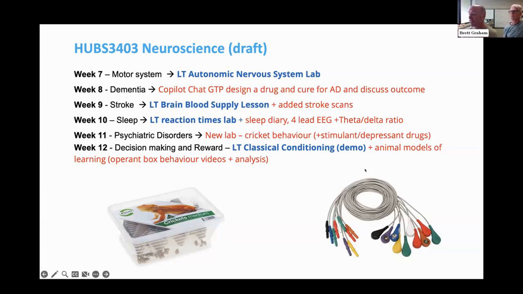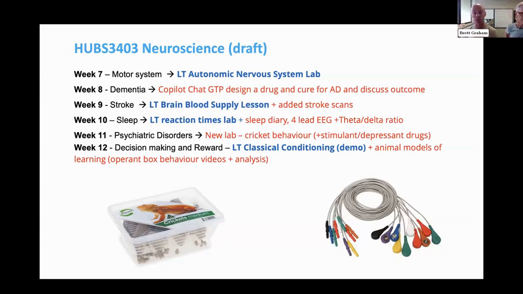And then finally, week 12 is decision making and reward, and there's an LT experiment, classical conditioning. This would be difficult to run in the lab because you need a participant who doesn't know the paradigm, and then you give them a scare. So if every group is doing that, then all of a sudden the secret's out. So we're going to have to do that as a demonstration with one participant up the front. And that's what the lecturer is proposing to do there.